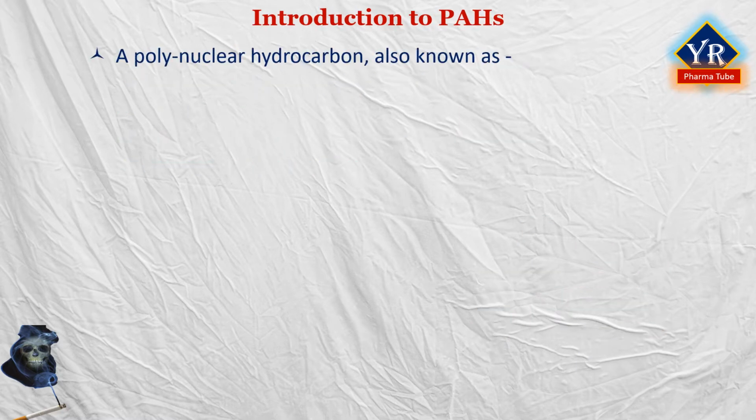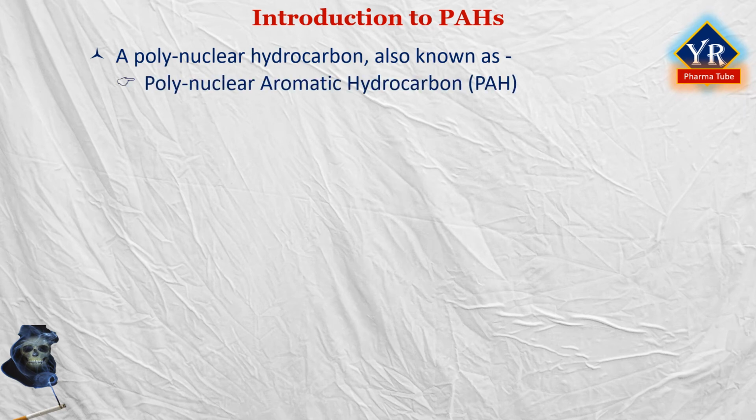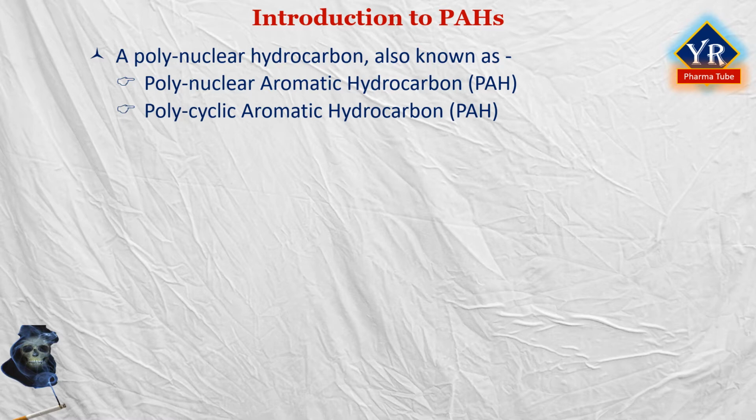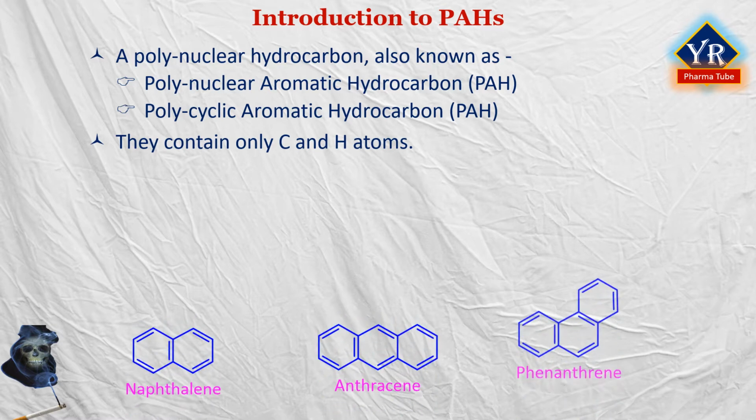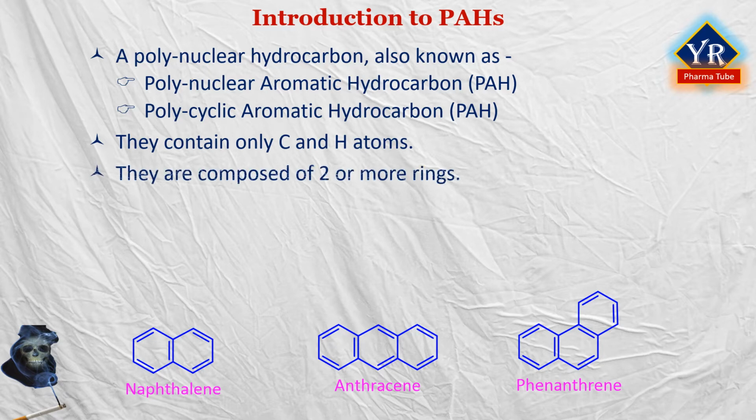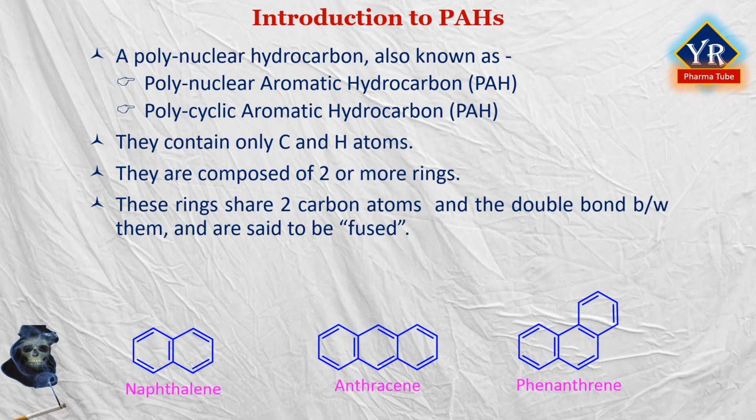Introduction. A polynuclear hydrocarbon is known as a polynuclear aromatic hydrocarbon or sometimes referred to as a polycyclic aromatic hydrocarbon, abbreviated PAH. It is a chemical compound containing only carbon and hydrogen. See the examples of naphthalene, anthracene and phenanthrene structures given. Polynuclear hydrocarbons are composed of two or more rings. These rings share two carbon atoms and a common side and are said to be fused.